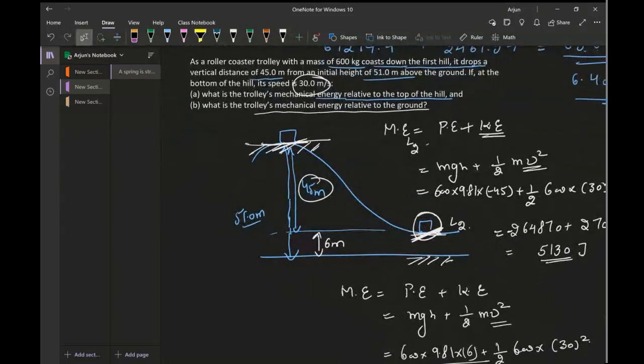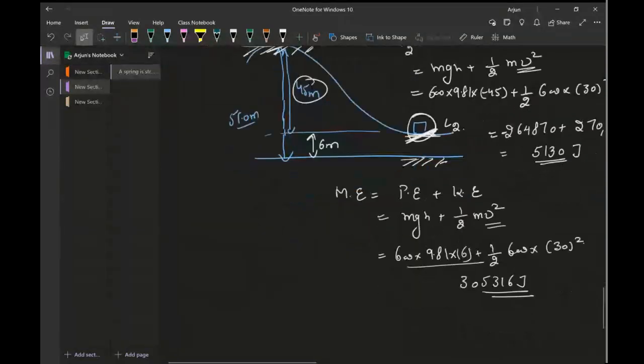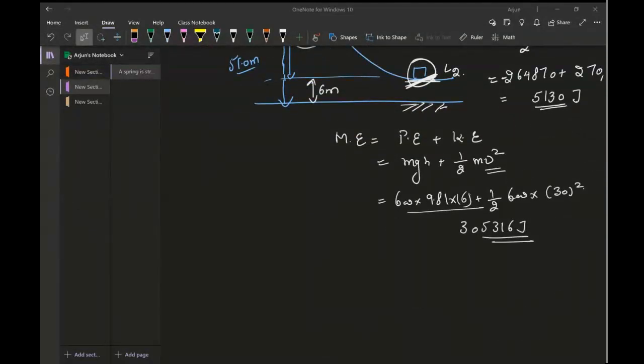So hopefully you understood the concept of mechanical energy. In the next video, we will talk about the mechanical energy of an isolated system.